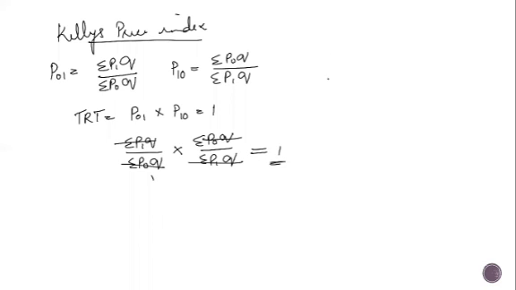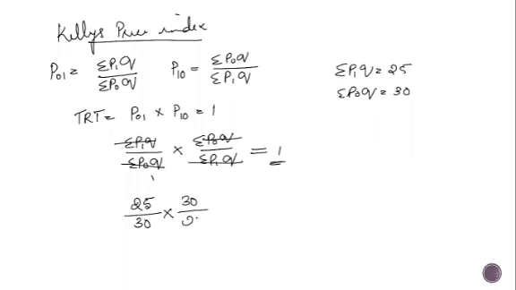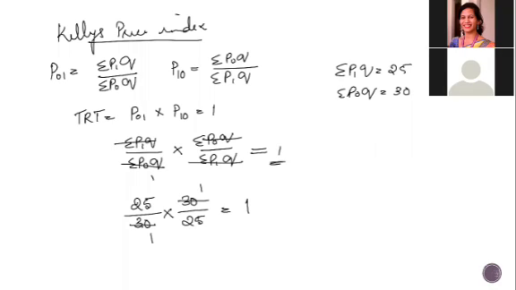If I explain you with the example, we'll take summation P1Q as 25 and summation P0Q as 30, the value. Okay, so we'll apply as per this formula. P1Q, what is the value? 25 divided by P0Q is 30 into the reverse of it. P0Q is 30 divided by 25 is equal to 1. That is 30 ones are 30 ones are, 25 ones are 25 ones are. So 1 is equal to 1.